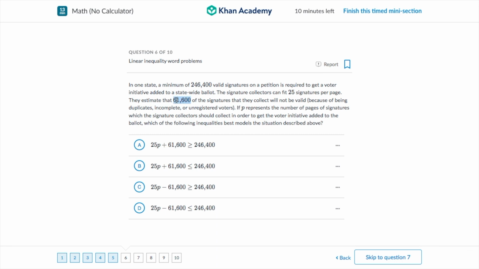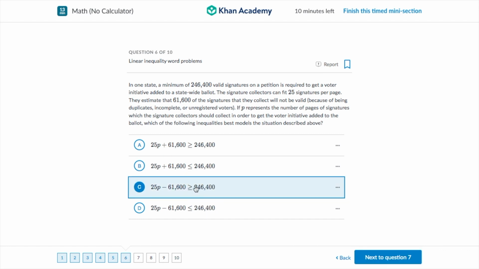We know that 61,000 is going to be subtracted since we cannot look at that. So these two are invalid. That means we're going to be looking at this over here. And it's saying a minimum of 246,000 signatures are needed. This is saying we need less than that, but this is where the minimum comes into play. So we're going to be using this as our answer, since this is saying that we need more than 246,000, which means we need a minimum of that many signatures.